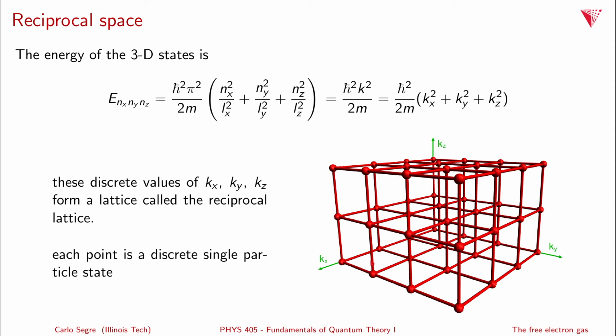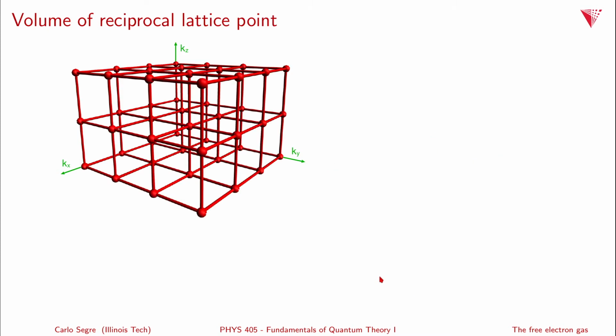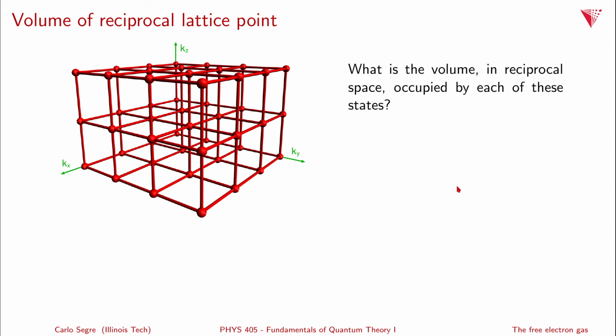Each point on this reciprocal lattice is a discrete single particle state. Each of the single particle states can contain a spin-up electron and a spin-down electron. In order to characterize this reciprocal space a little bit better, it's useful to look at the volume of reciprocal space that is occupied by a single lattice point. And so our question is, what is the volume in reciprocal space occupied by each of these individual states with nx, ny, and nz as quantum numbers?